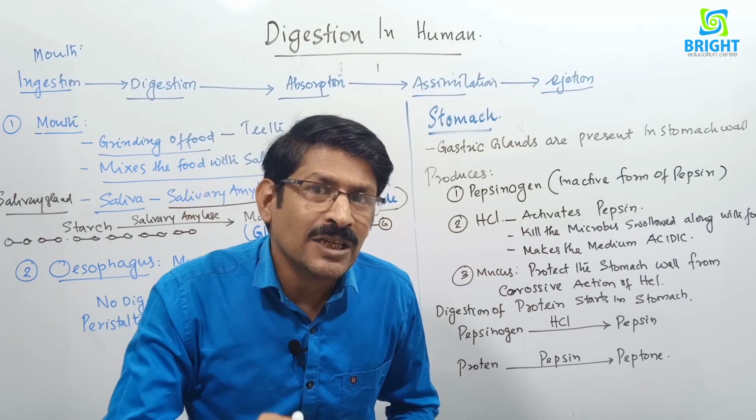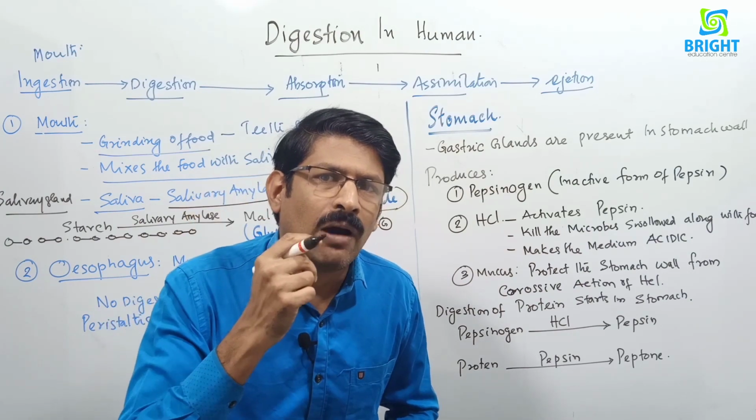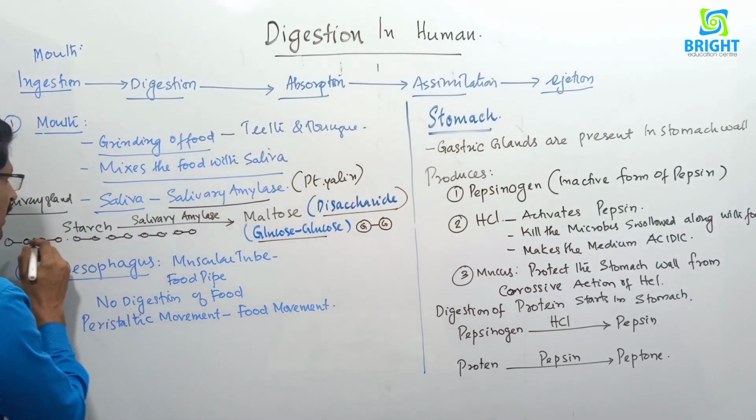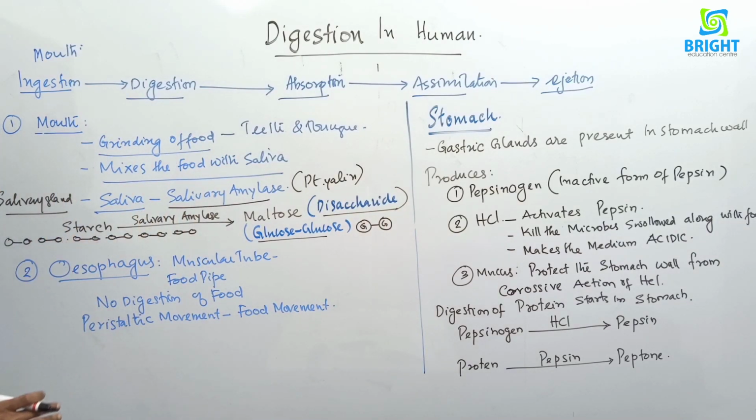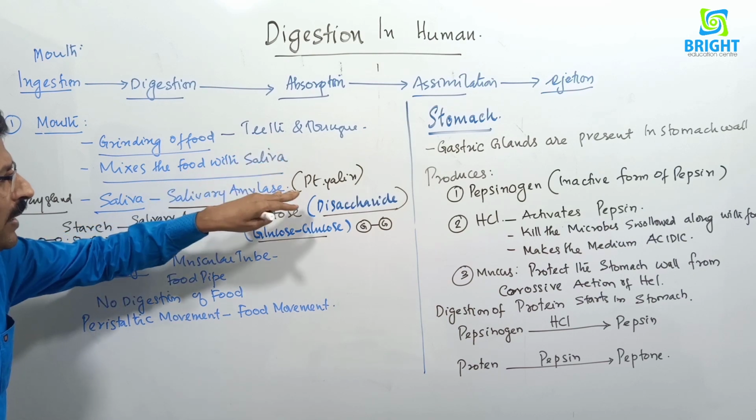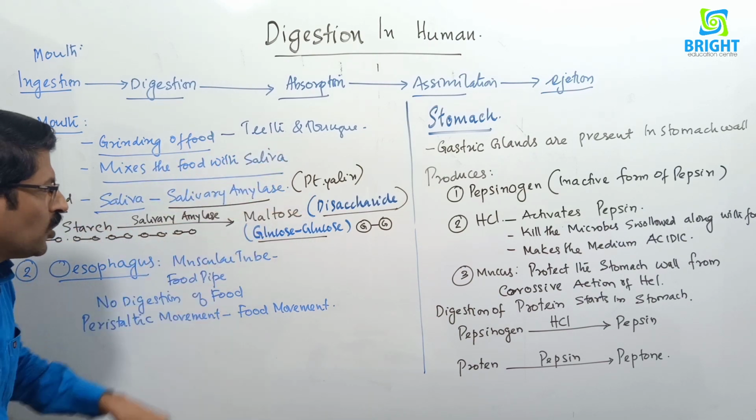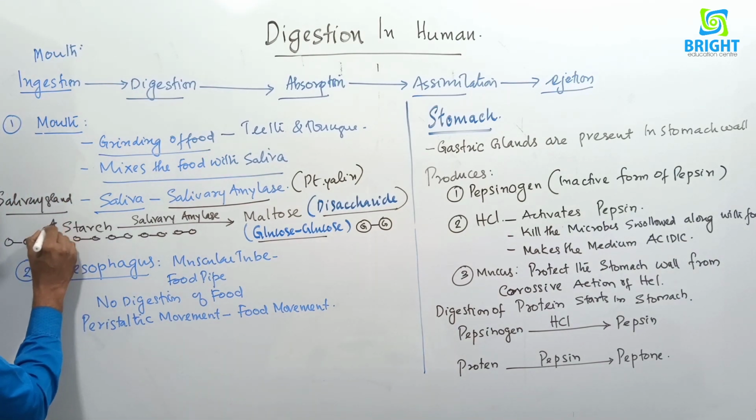So this digestion of starch, digestion of carbohydrate, begins in our mouth. That is the role of the mouth in the digestive process. One is grinding of the food material with the help of tongue, teeth and saliva, and saliva digests the starch into maltose. So this is very important.